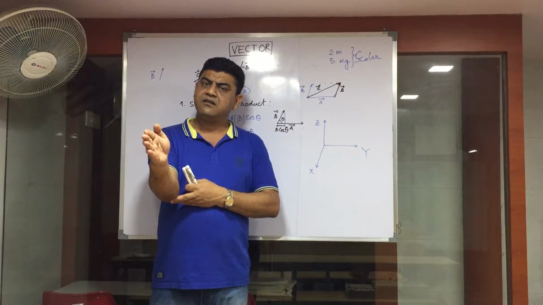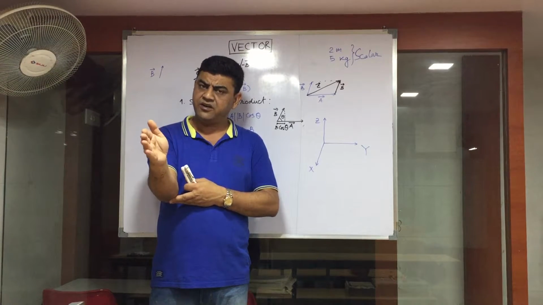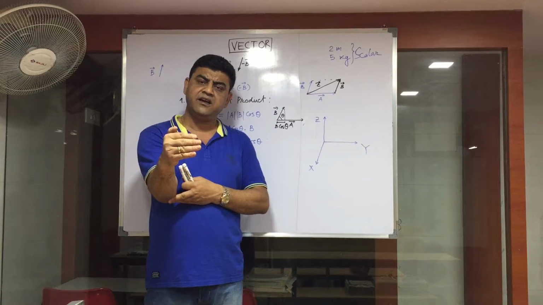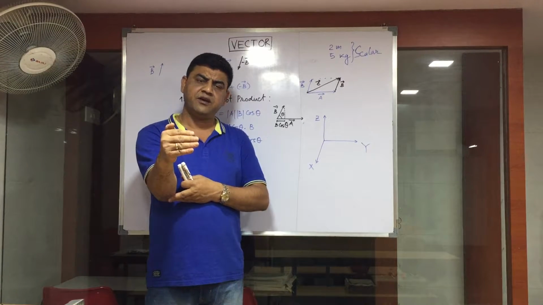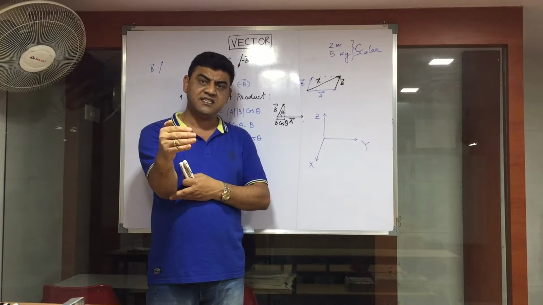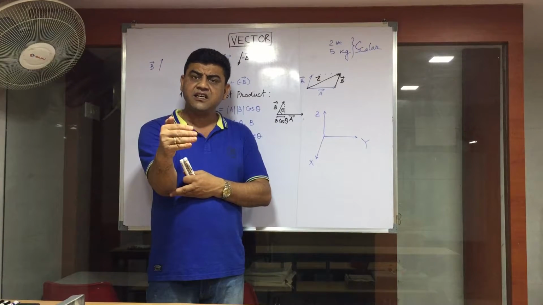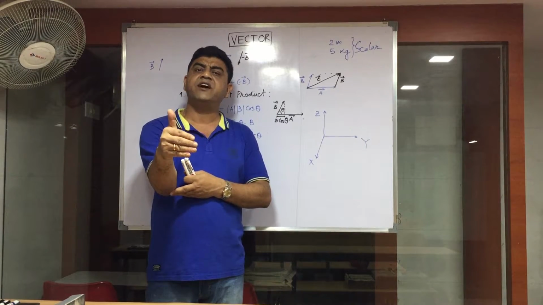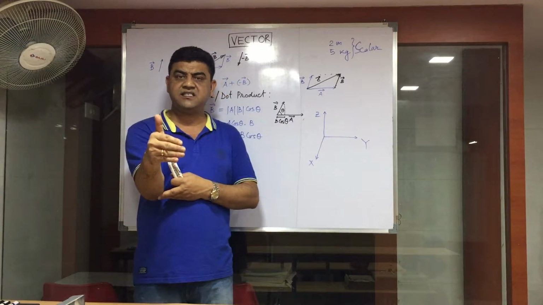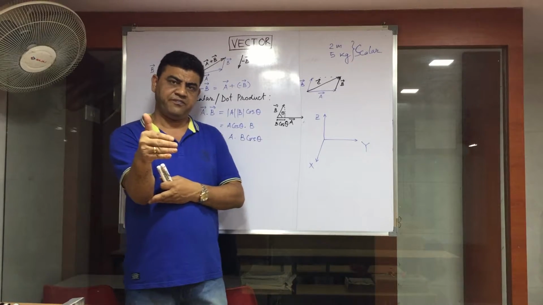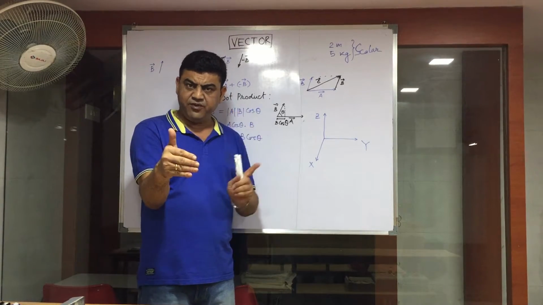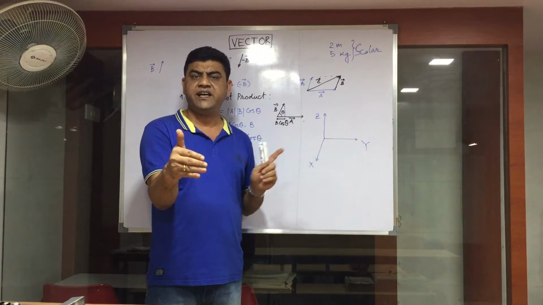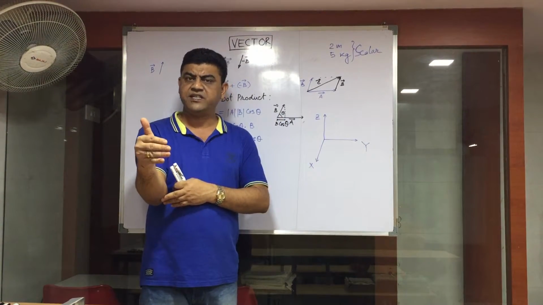I curl my palm, or fold my palm, towards the second axis, which is Y. Now you can see that my fingers are pointing towards the Y axis. In that condition, if I extend my thumb, that defines the direction of the third axis, which are mutually orthogonal. Remember this carefully, that these three coordinate axes must be right-handed. I am using my right hand to explain that.